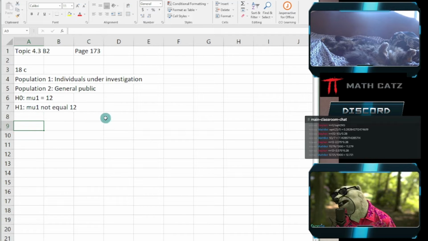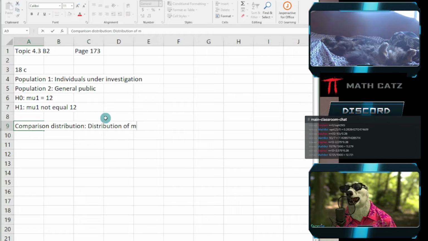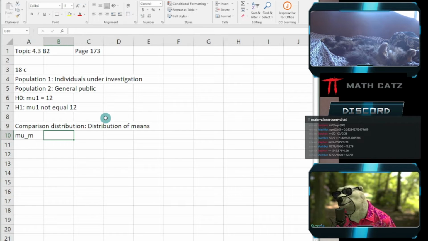I'll just do it with spacing. Step 2. Here will be my comparison distribution. Comparison distribution is the distribution of means. So I'm trying to compare how my sample mean sits in the distribution of all possible sample means. So I'll call that mu underscore m, and that is going to be my 12, the same as the distribution of individual scores.